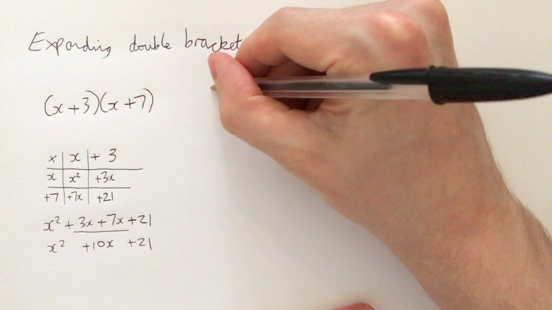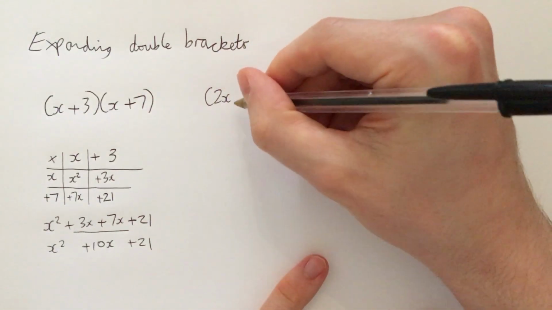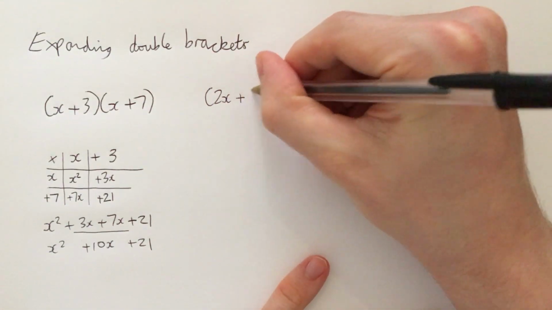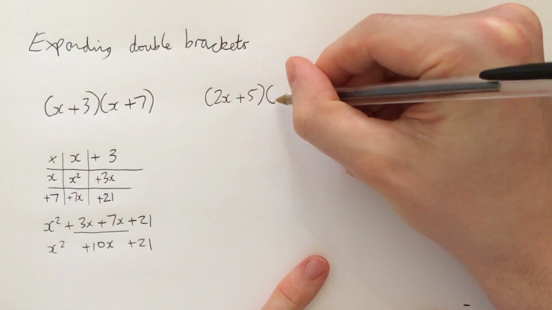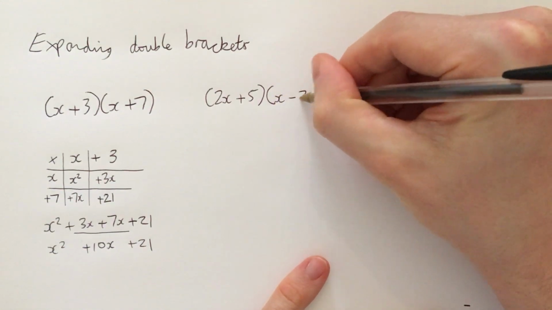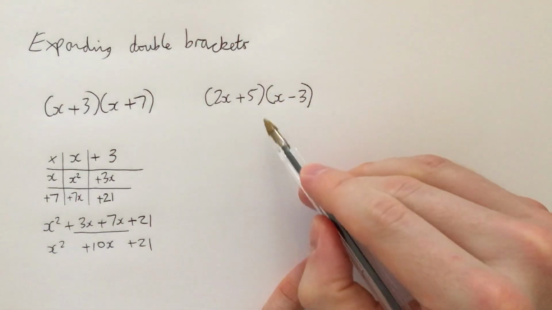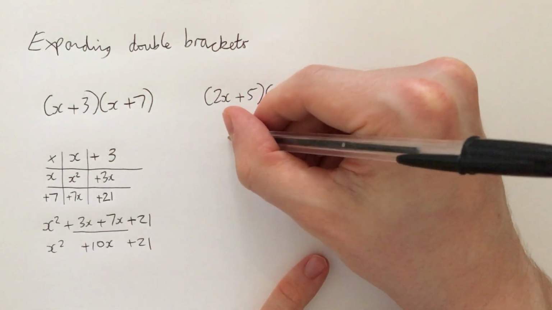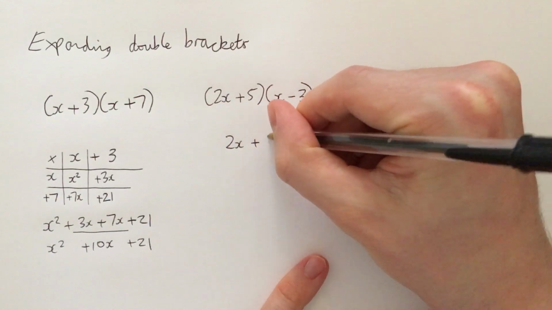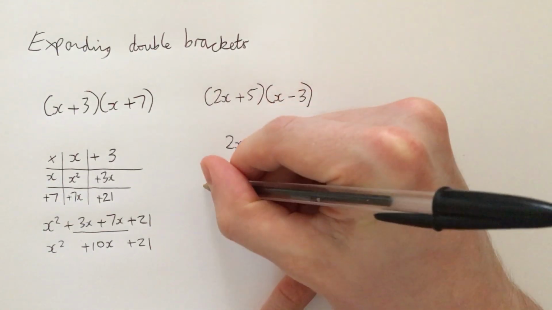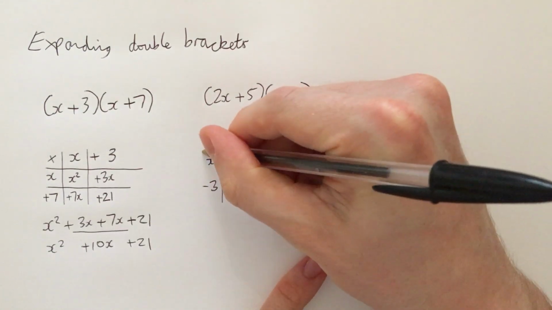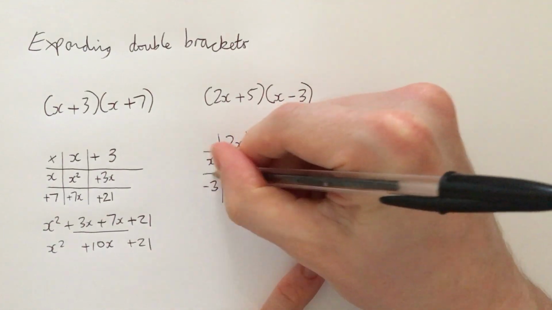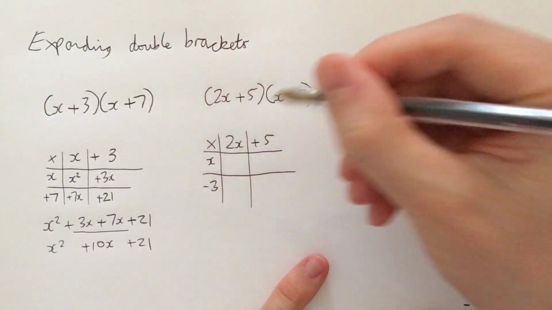Okay. (2x + 5)(x - 3). Okay, let's do that one again. Invisible multiply sign right there. So use my grid method. 2x plus 5, x minus 3. Just like that. Put my multiply sign right there.